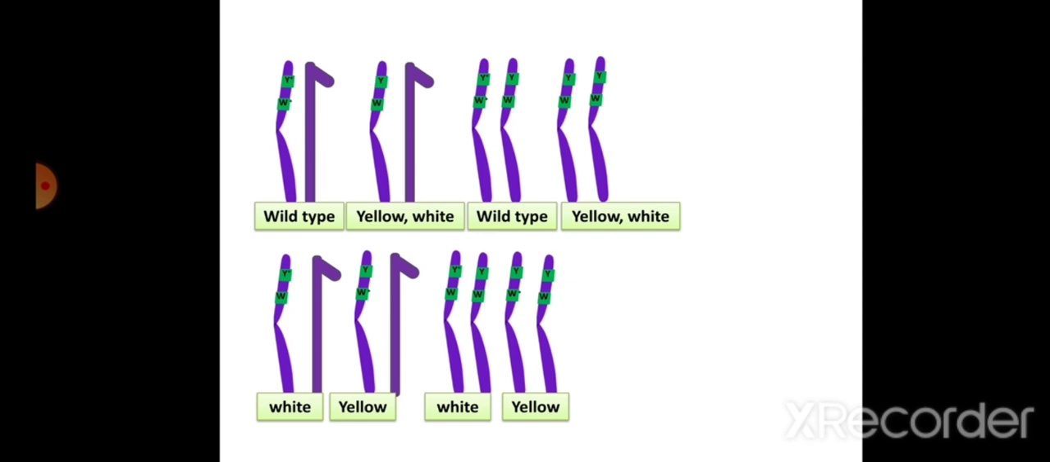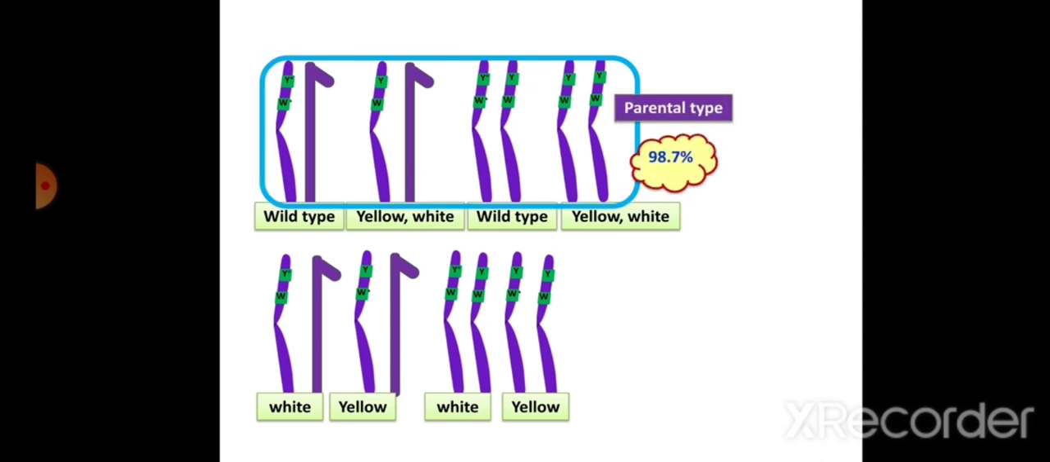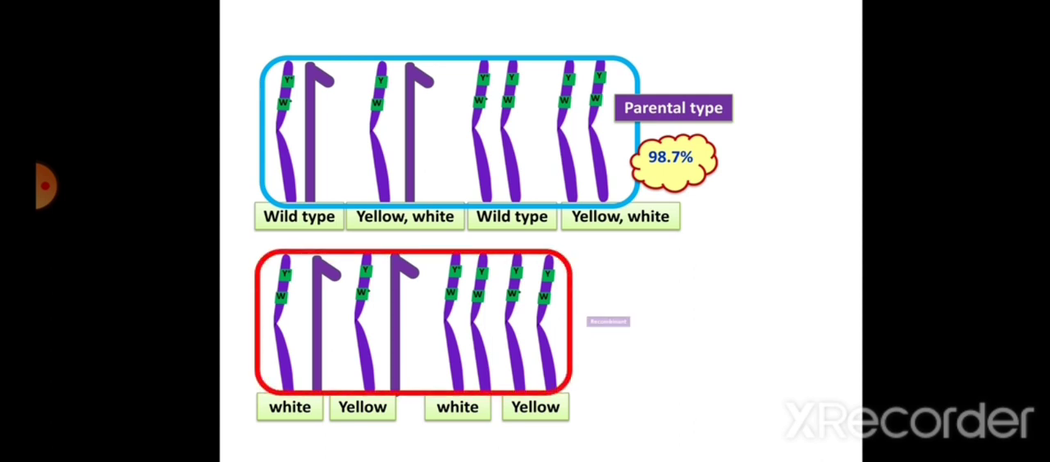If we compare both the rows and see the parental combination, it appears at 98.7%, whereas recombinants will appear only at 1.3%. Once again, this example proves that parental type genes undergo linkage, as they are present in close association with each other, whereas recombination will be very low.